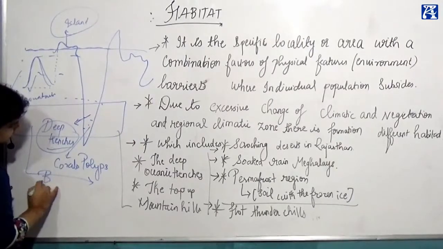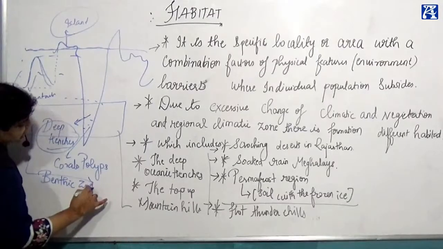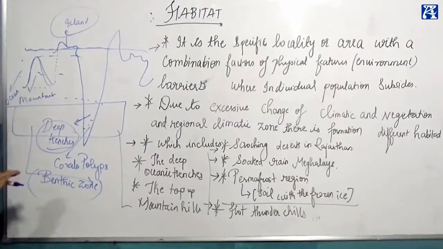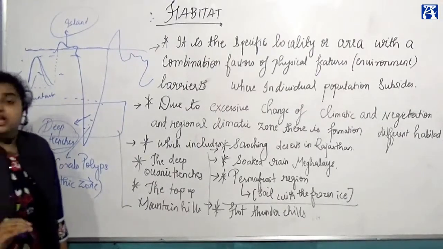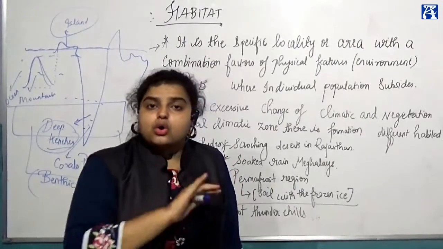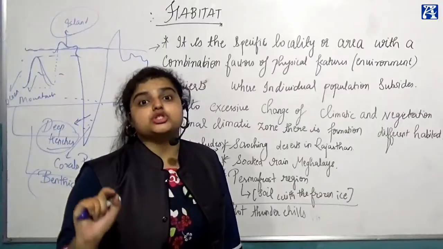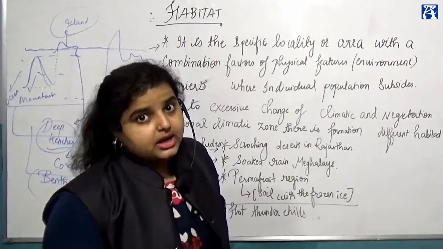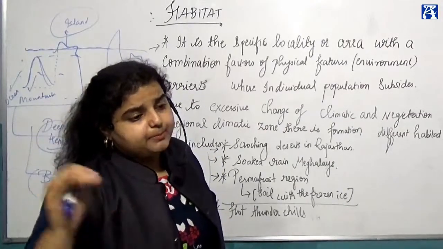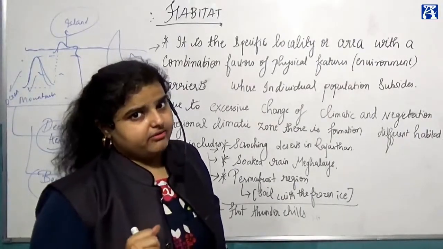Which zone? Benthic zone, where light does not reach at all. There is absence of light in that deep oceanic zone. No organism can survive over there except decomposers. Decomposers are found deep inside the ocean. Why? Because they don't need light to survive.